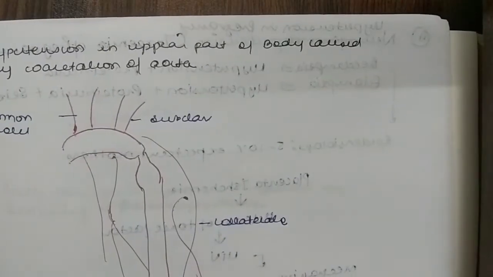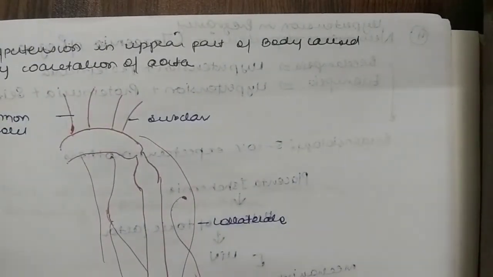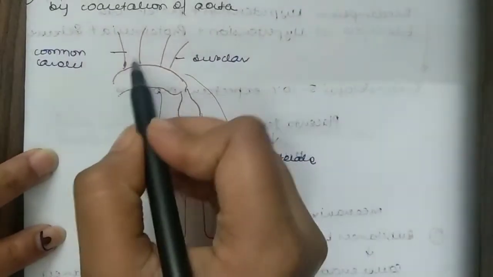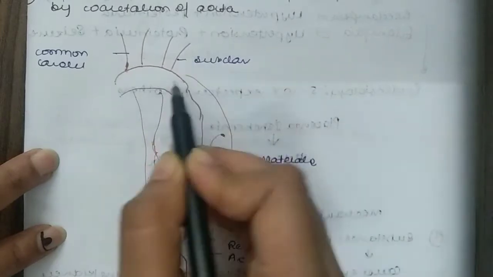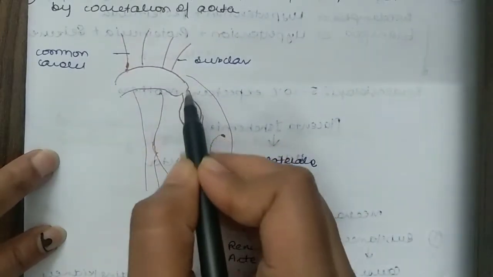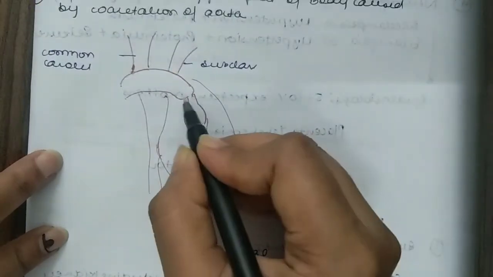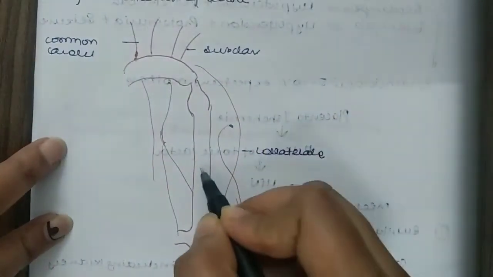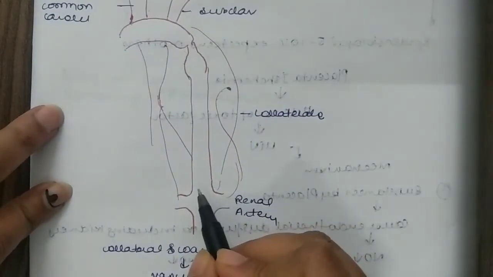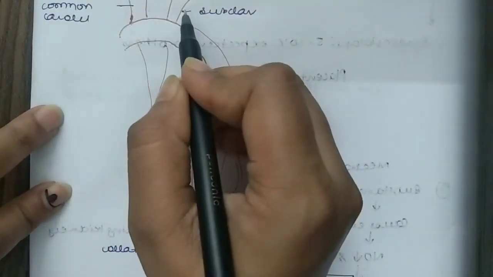Now the hypertension in the upper part of the body caused by coarctation of aorta. So what is coarctation of aorta? This is the common carotid artery. This is the subclavian artery. Next to the subclavian artery, there is some constriction. So if there is constriction, there will be less blood. So there is actually low BP in the lower body, but there is normal or high BP in the upper body.